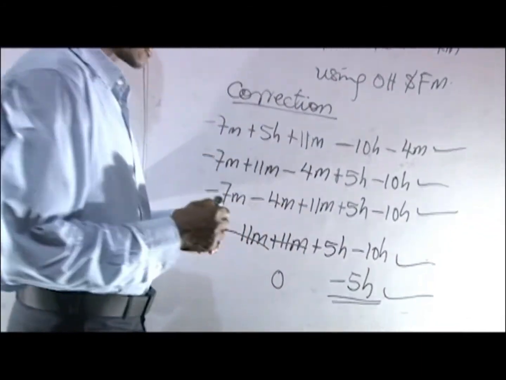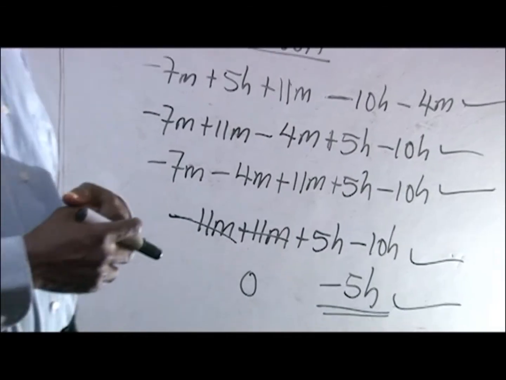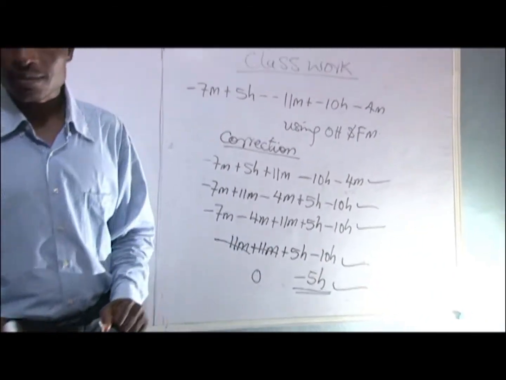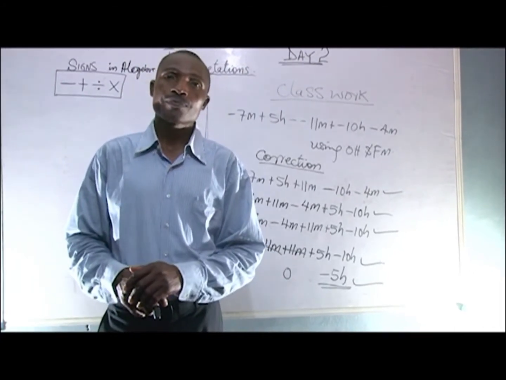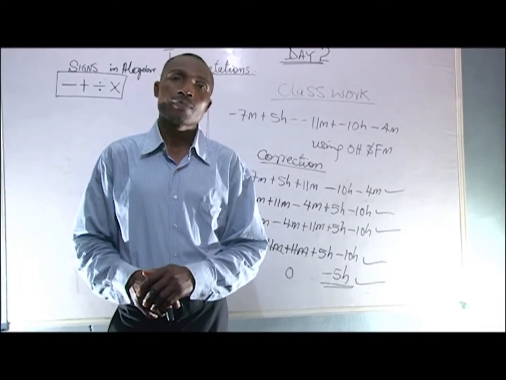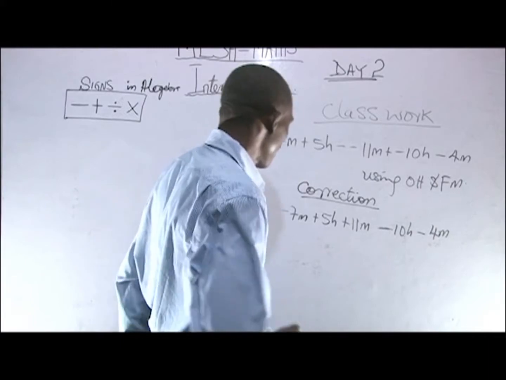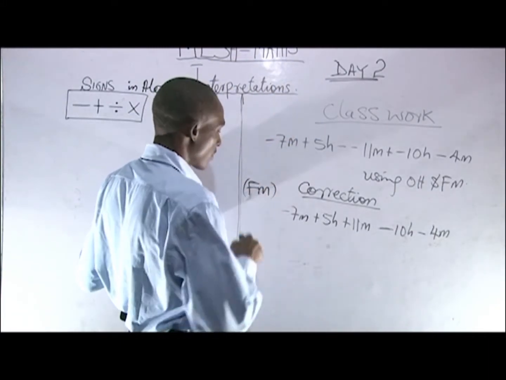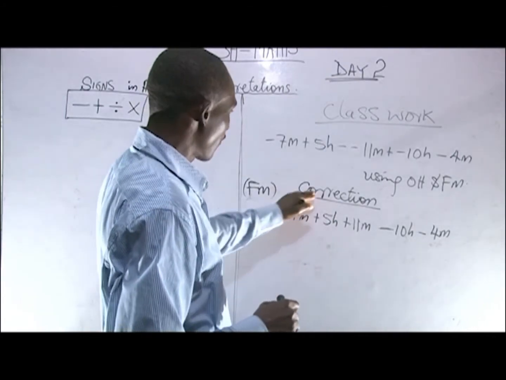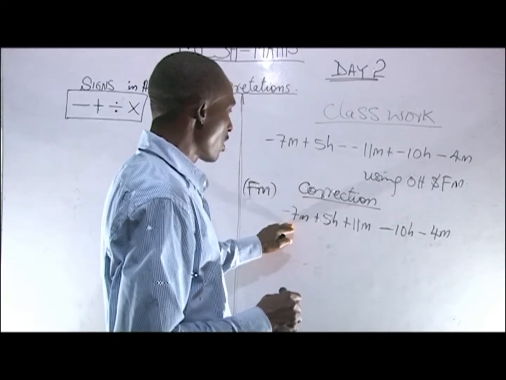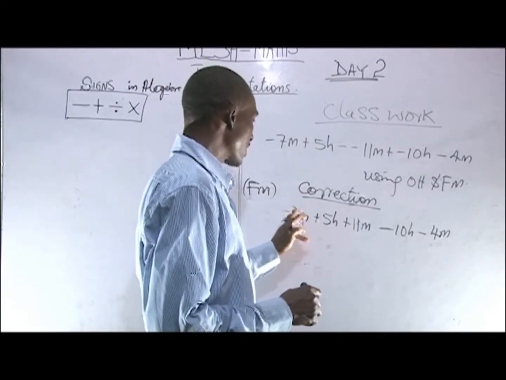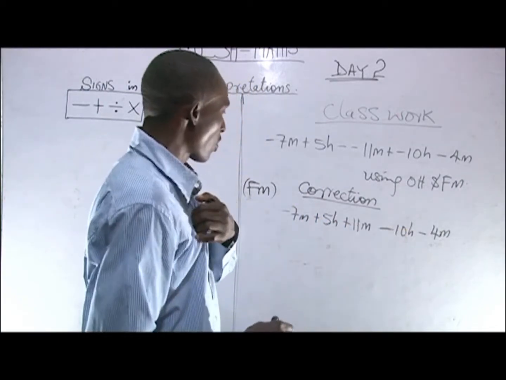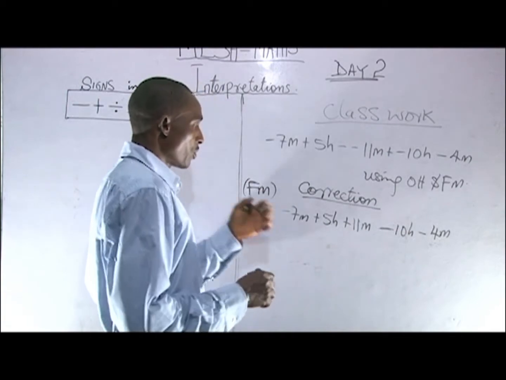So let's try it using FM, to see if we will still arrive at this. So using FM now, we have done the first stage, okay? Because this is the only place you can use OH, where there is one sign and one number, one sign, one number. You understand?